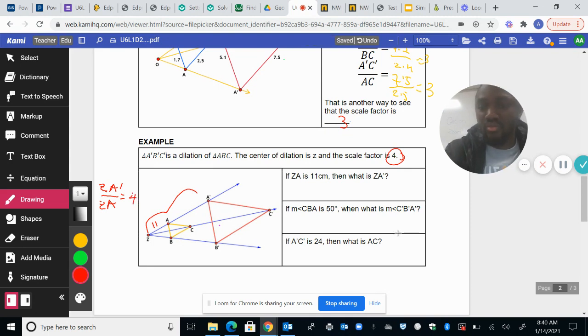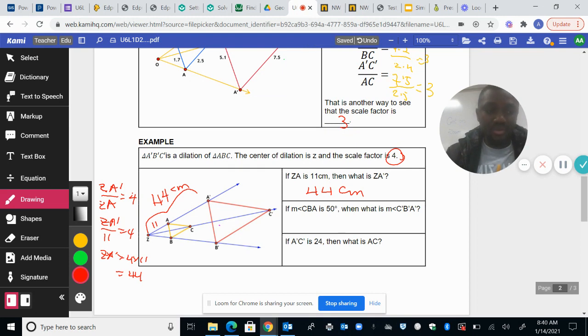And we know ZE is what? It is 11. So ZE prime over 11 equals 4. So it's going to mean that ZE prime is going to be 4 times 11. And what is 4 times 11? 44. So this guy is 44 centimeters.